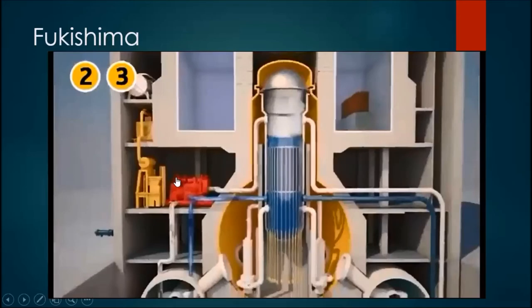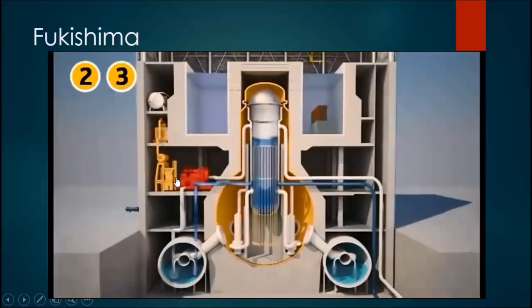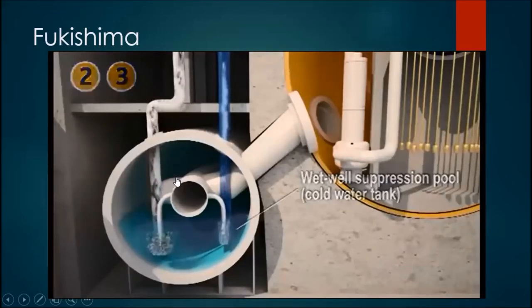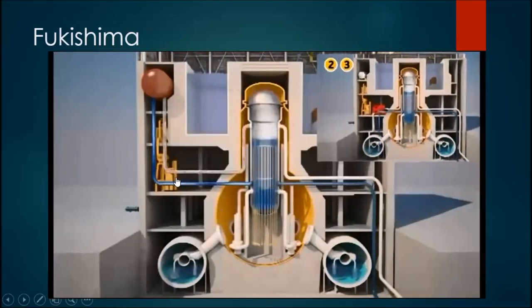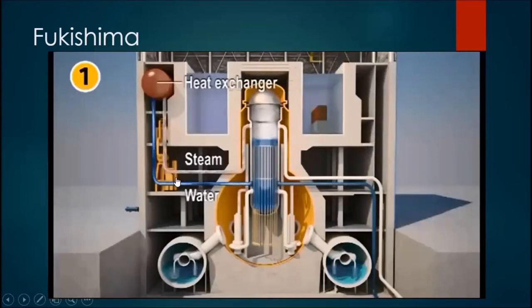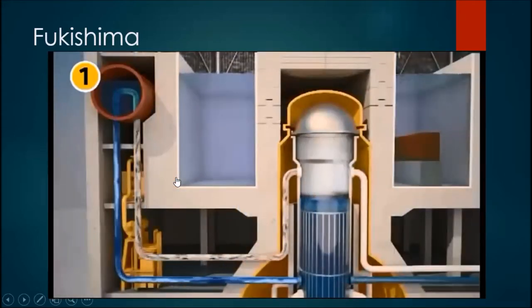The steam generated by the reactor operates the turbo pump, which feeds water into the reactor vessel. The steam is condensed in the wet well suppression pool within the containment. In reactor 1, there was no turbopump, but a heat exchanger which condensed steam from the reactor vessel. The condensed water was reintroduced into the reactor vessel by gravity. This heat exchanger provided core cooling by natural convection for more than 10 hours.